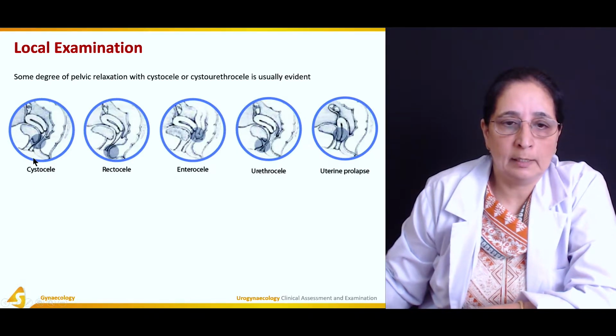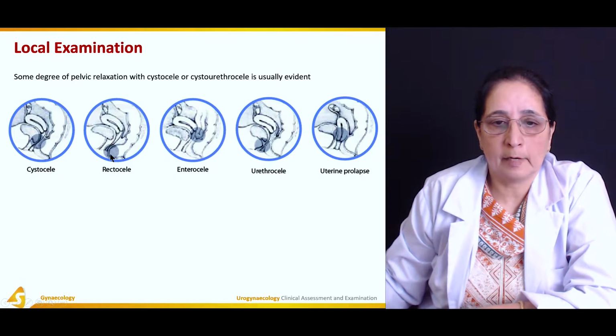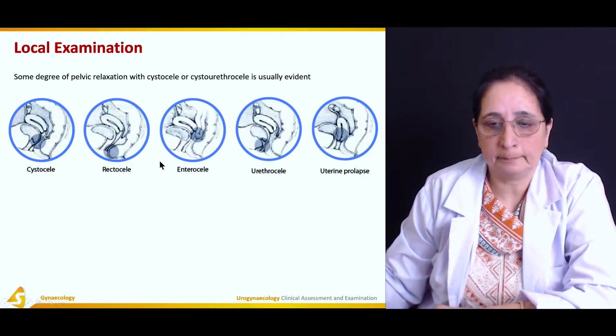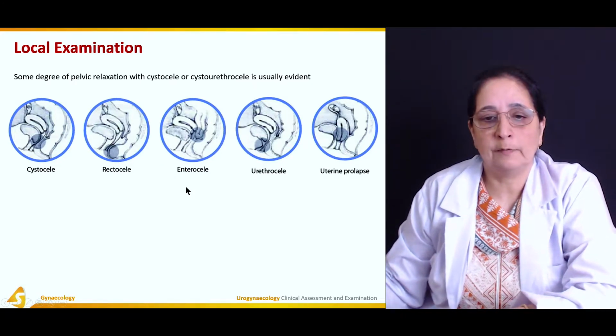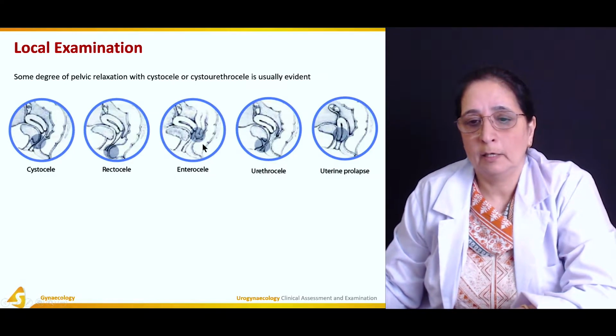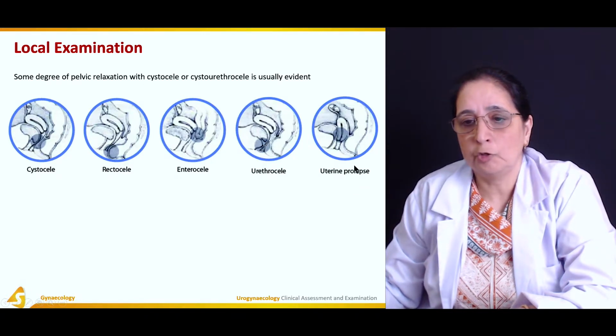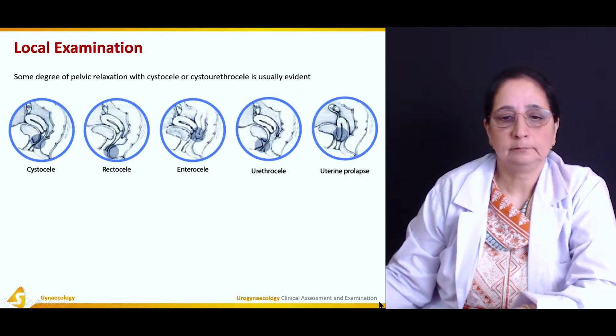Cystocele is the bulging of the bladder, recto for the rectum, bulging of the rectum. Entero is for intestine, bulging of the intestine. Urethro for the urethra here, and then uterine prolapse.